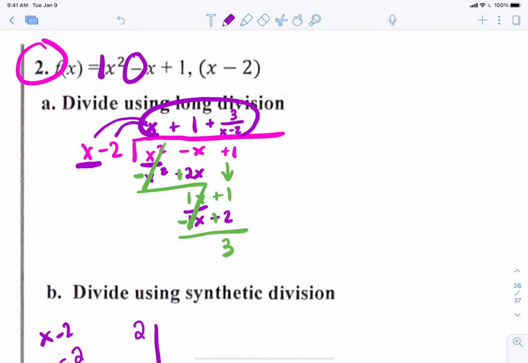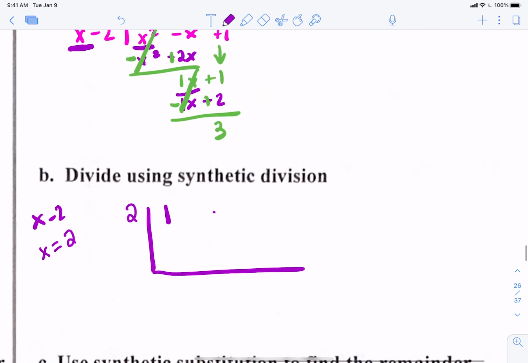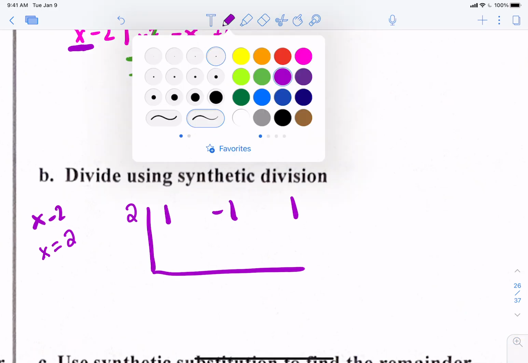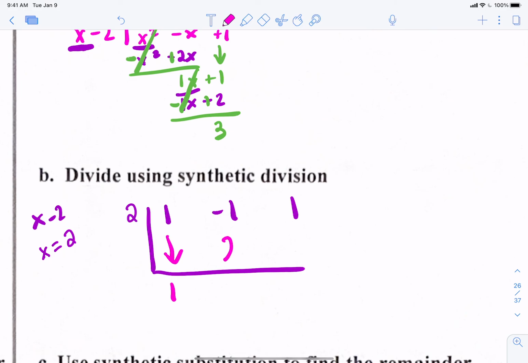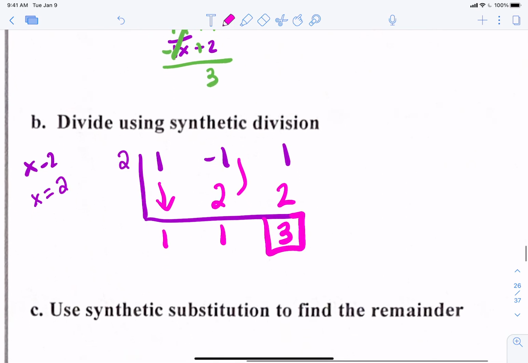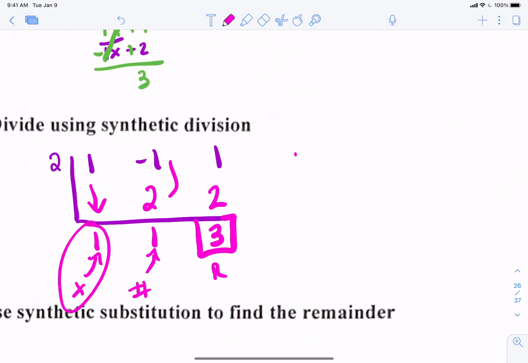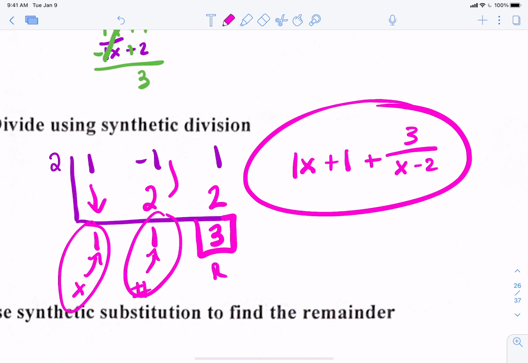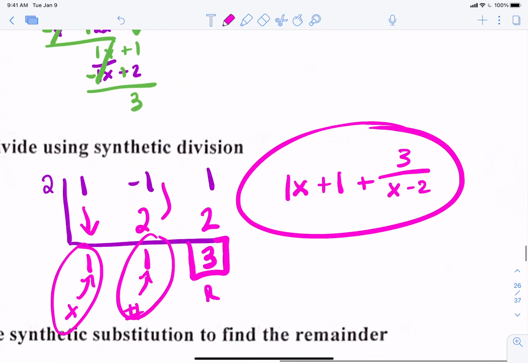The coefficients across the top are 1, negative 1, and 1. First thing you do is drop the 1. 2 times 1 is 2. Negative 1 and 2 makes 1. 2 times 1 is 2. Remainder is 3. If I put all my stuff back together, this guy should have an x, this guy should just be my number, and this guy's my remainder. So 1x plus 1, plus 3 over what I was dividing by, x minus 2. And that's what I got up here as well, right? You don't necessarily have to have the 1 in front of the x, but that's okay.